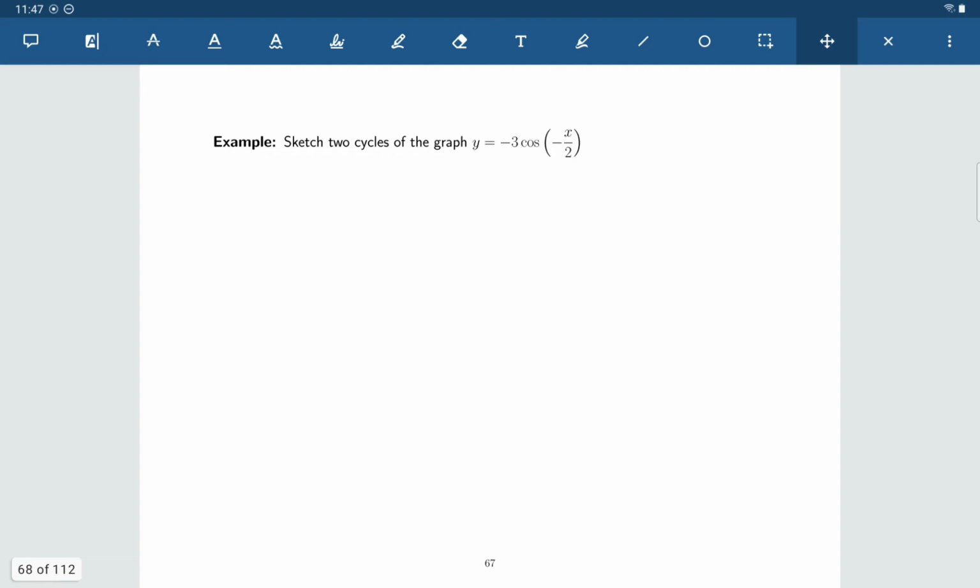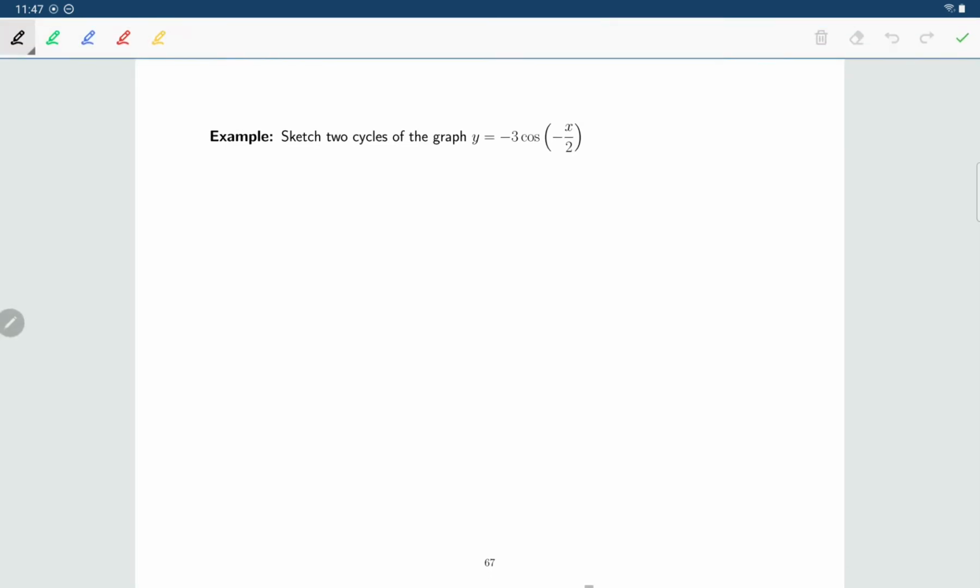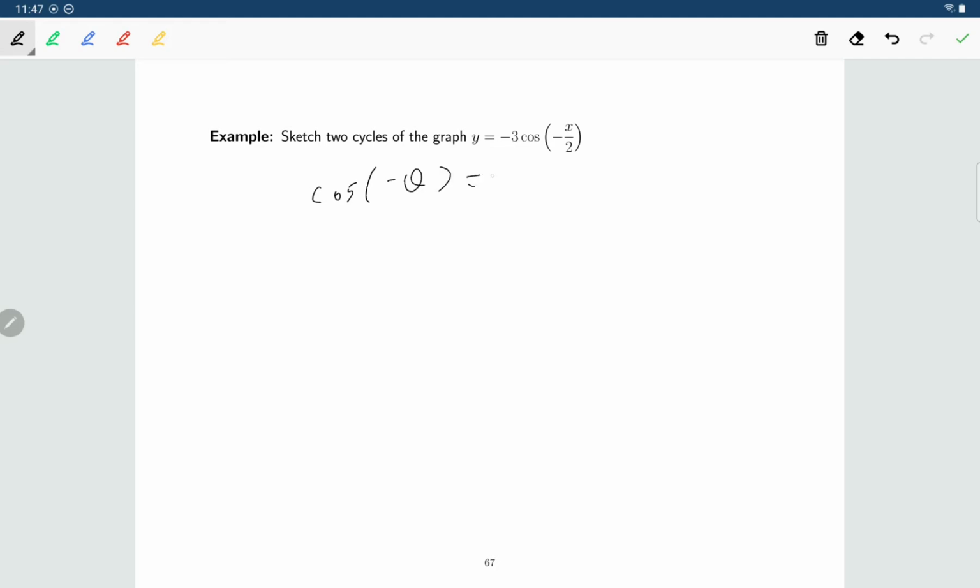All right, let's do another couple ones. So here we've got a cosine function, and I know that cosine is an even function. So I know that cosine of negative theta and cosine of positive theta are equal to each other. So for this function, negative 3 cosine of negative x over 2, which you could think of, if that makes it easier, as negative a half x, that would be the same thing as negative 3 cosine of positive half x.